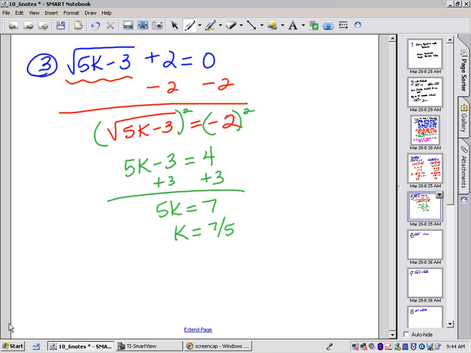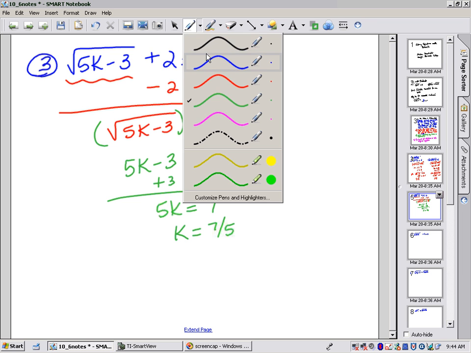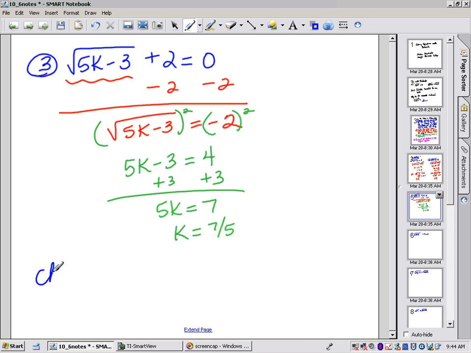Now, we have to check our work, and so whenever we check, we have to go back to the original equation and plug in the value for k that we found, which is 7/5.